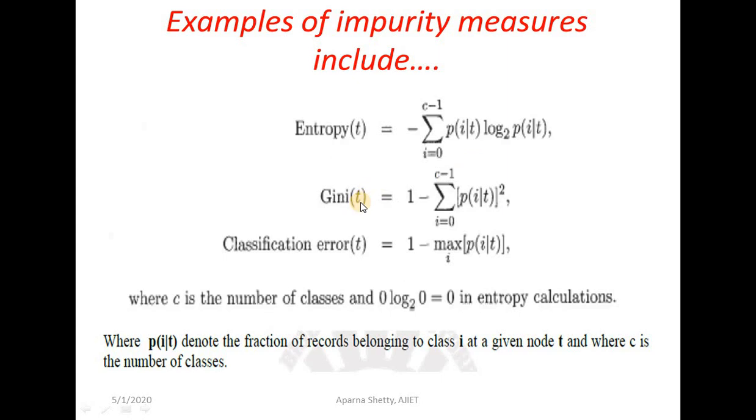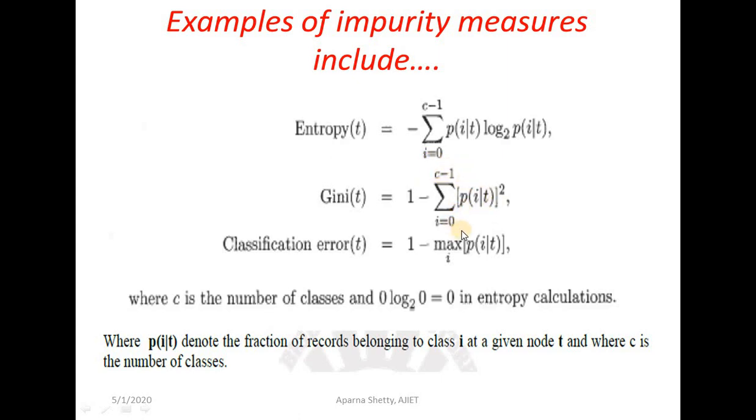Gini is given by 1 minus summation of i equals 0 to c minus 1, P of i given t, the whole squared. Classification error is given by 1 minus max of P of i given t. Here c is the number of classes.